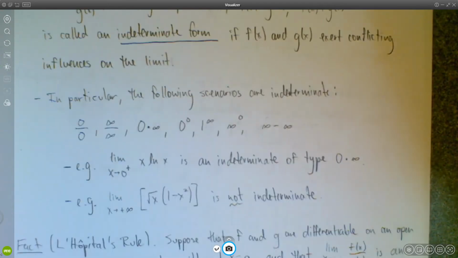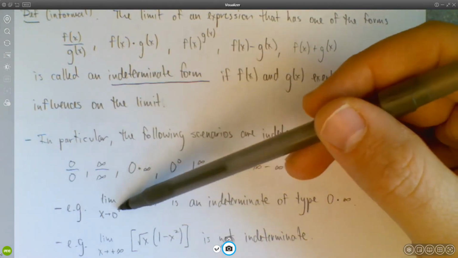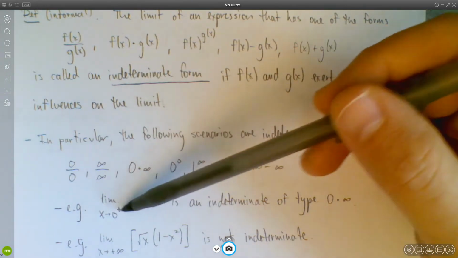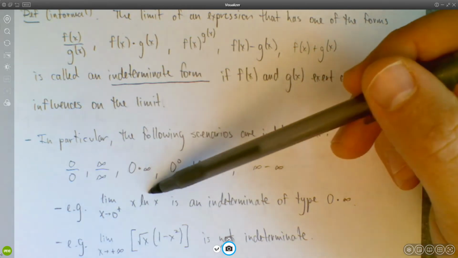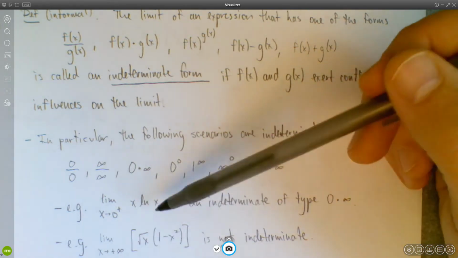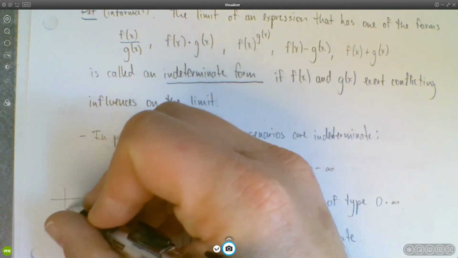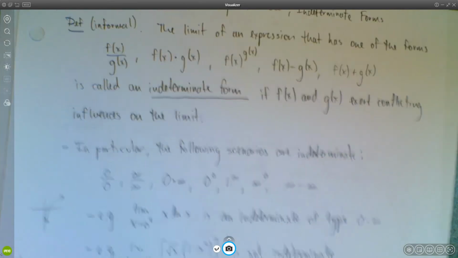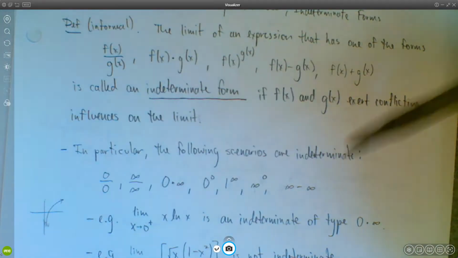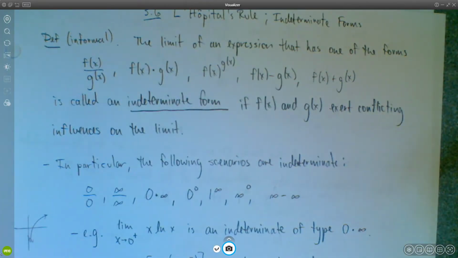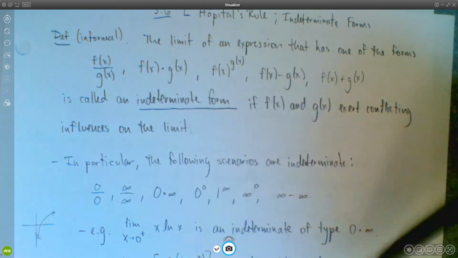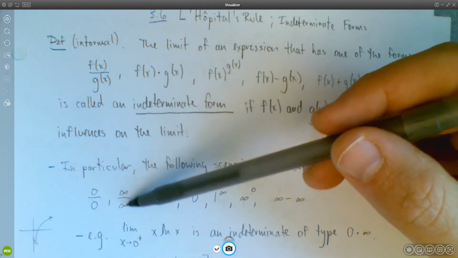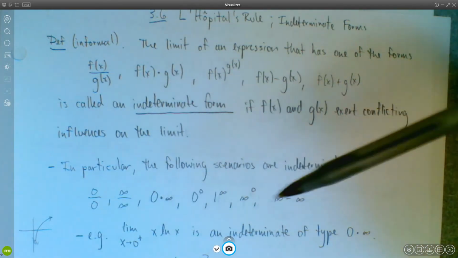So let me give you a clear example of this. For example, the limit as x approaches 0 from the right of x times ln of x is an indeterminate of type 0 times infinity. Because as x approaches 0 from the right, x goes to 0, and ln of x goes to negative infinity. If you think about what the natural log function looks like, as you approach 0 from the right side, it goes to negative infinity. So this is 0 times negative infinity. So it's an indeterminate of type 0 times infinity. I should mention that in all of these scenarios, infinity could be positive or negative. So a positive infinity over a negative infinity is still indeterminate, and 0 times a negative infinity is still indeterminate.